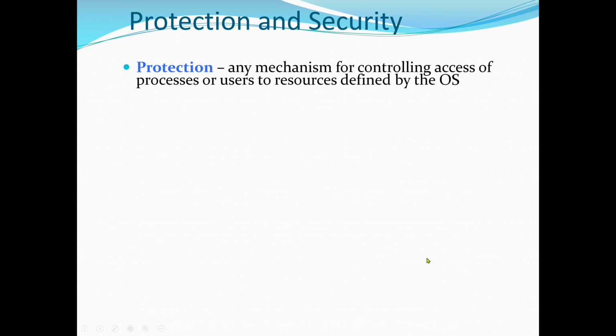And the last will be the protection and security features in the operating system. Protection is any mechanism for controlling the access of processes or users to resources defined by the operating system.